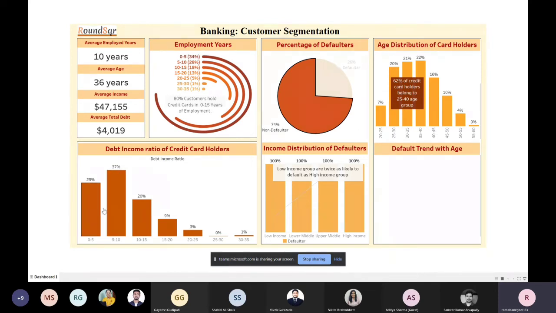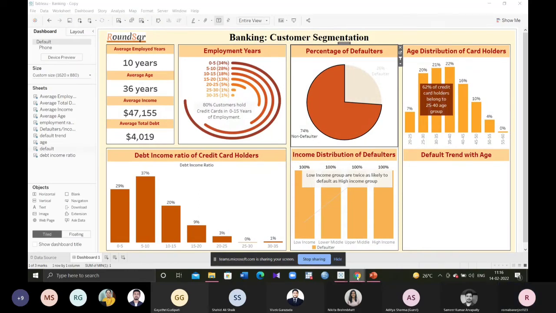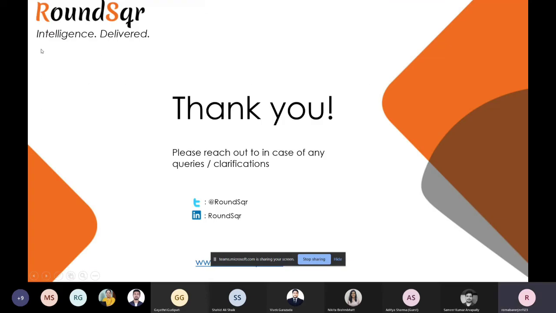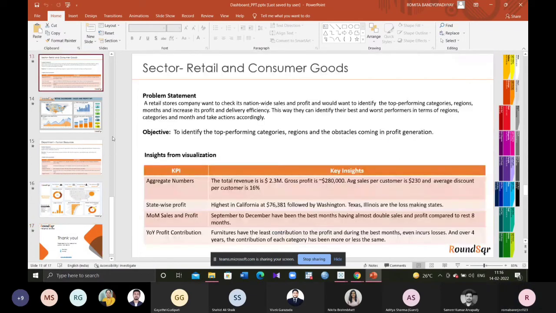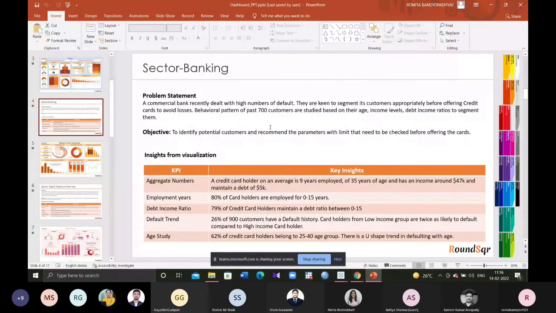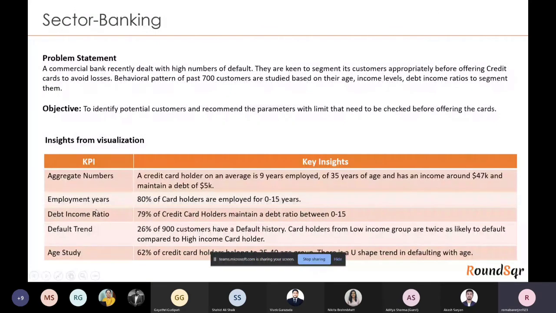So basically we can conclude the KPIs to be the aggregate numbers. So these were basically the KPIs we looked into. Any manager or any employee who is offering a credit card can look into the employment years, the debt income ratio, the default trend, and also the age before offering any credit card.